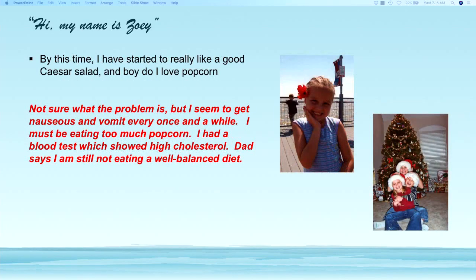By this time, I've started to really like a good Caesar salad, and boy, do I love popcorn. Not sure what the problem is, though, but I seem to get nauseous and vomit every once in a while. My dad says I must be eating too much popcorn whenever this happens. I had a blood test which showed somewhat high cholesterol, and again, now Dad says I'm still not eating a well-balanced diet, and I've got to start eating some meat and get some protein in my diet.